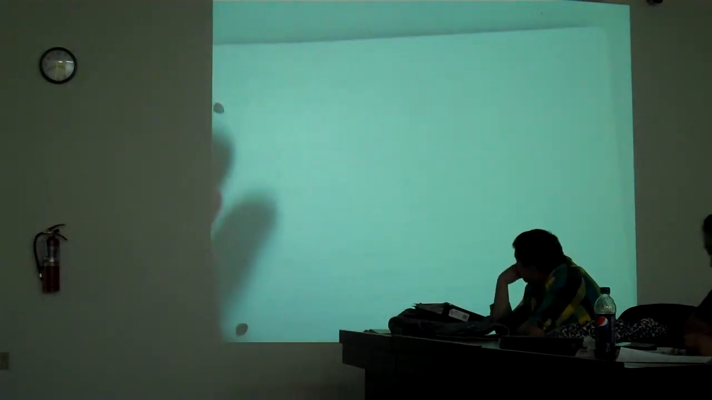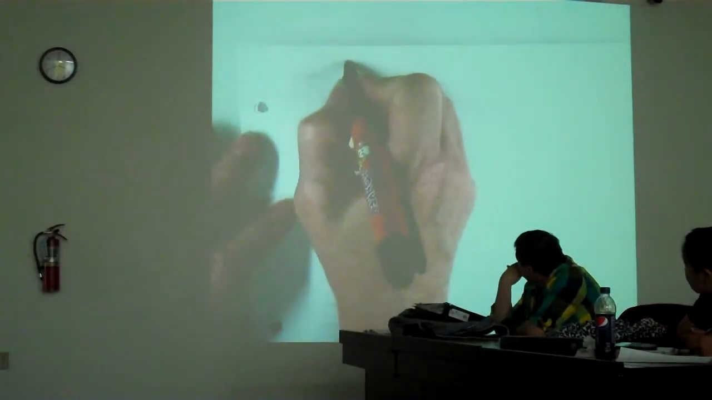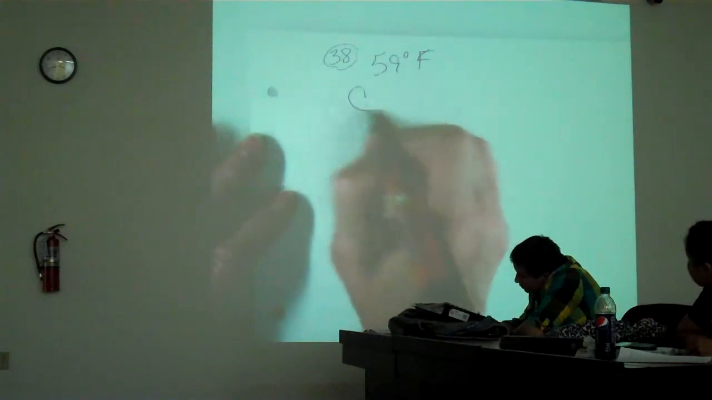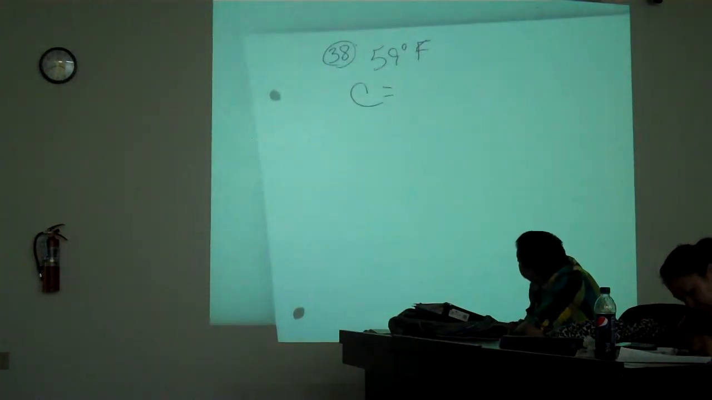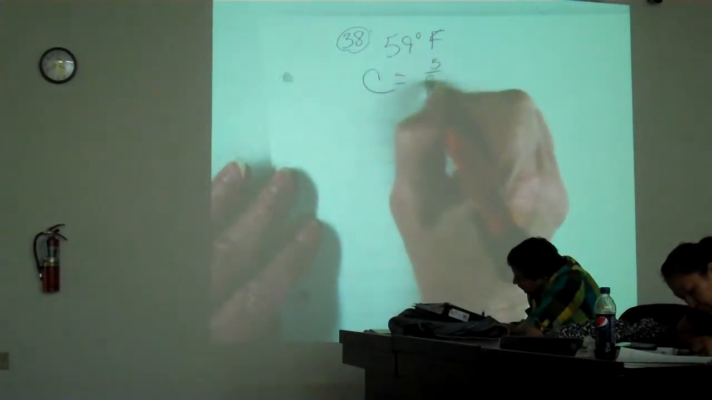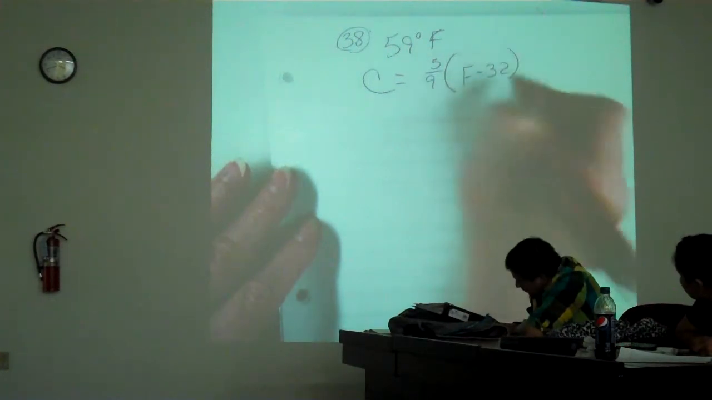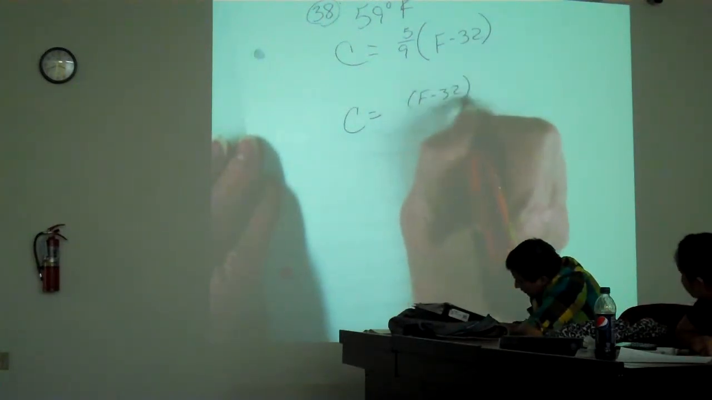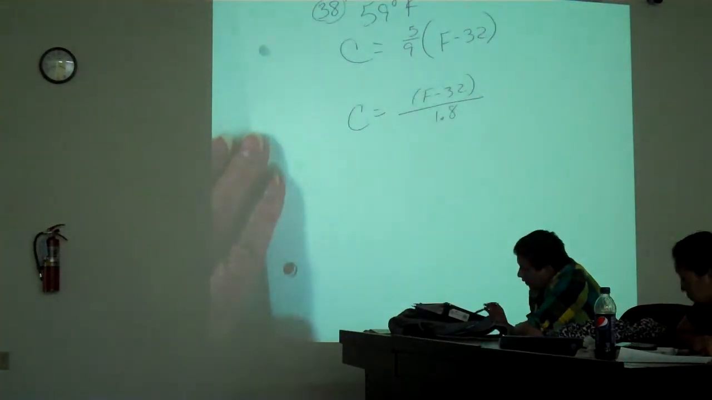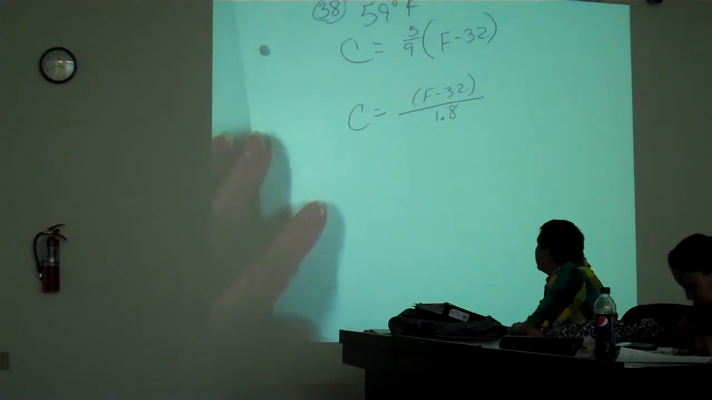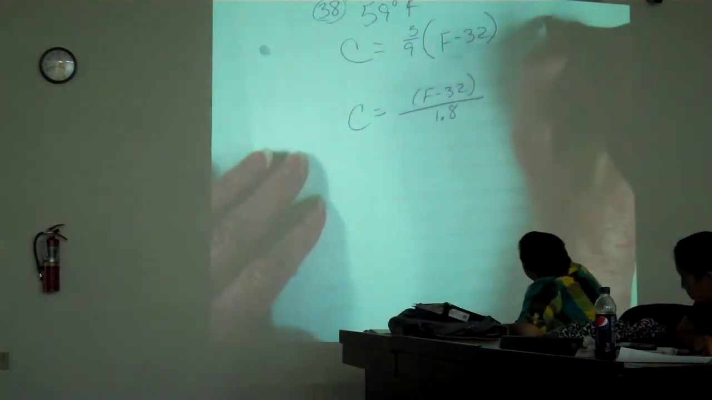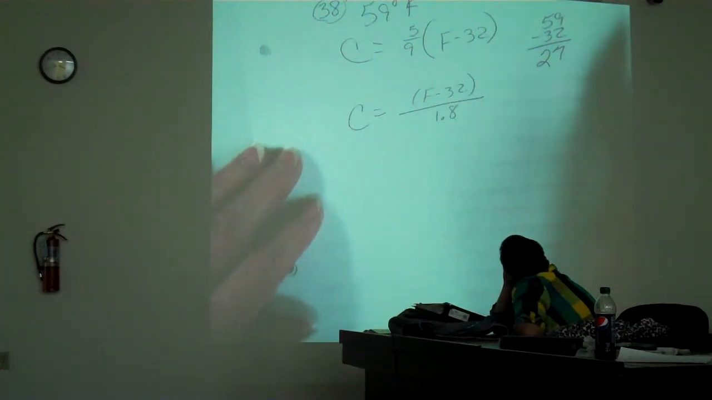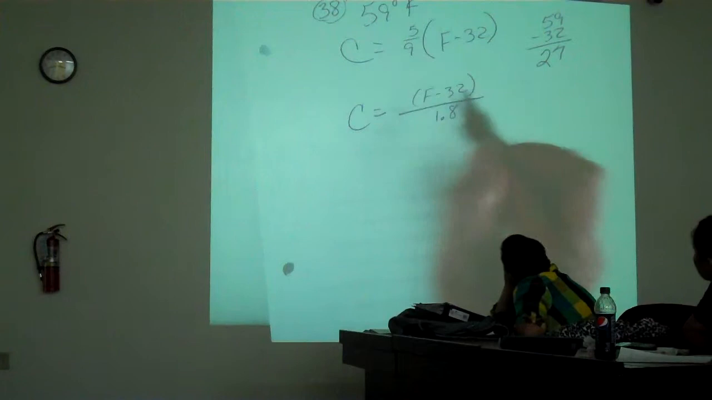Let's do one where it gives you Fahrenheit, then you need to convert to Celsius. We'll do number 38. 59 degrees Fahrenheit. So we need one where it says C equals. Okay, there's two of them we can use. One says 5/9 times Fahrenheit minus 32. Or you could do the Fahrenheit minus 32 divided by 1.8. Okay? So, let me see, 59 minus 32, what's that going to give us? 27? Yeah. Okay. It'll work good for either one, because 27 will cancel good with this.